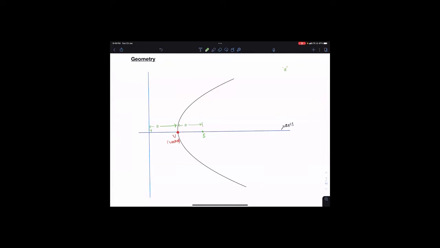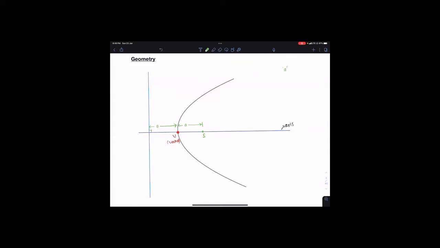See, I'm not writing any coordinates or anything. There is a reason why I'm not writing any coordinates. You should know the geometry, that means how far one thing is from the other. That is the point of this particular part of the lecture.